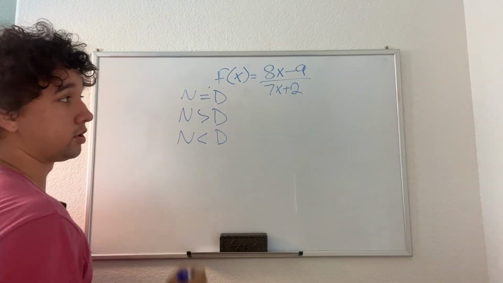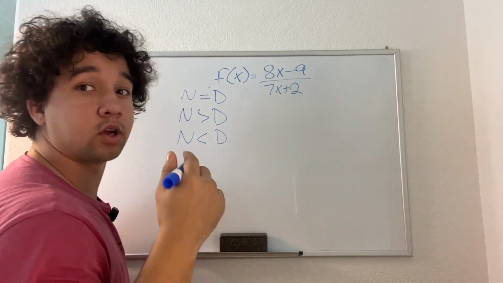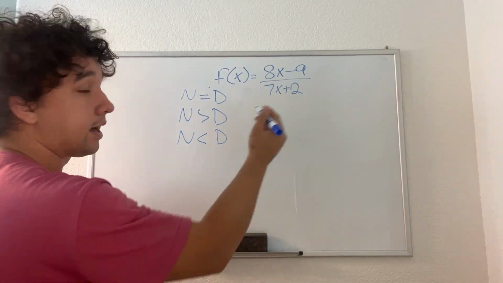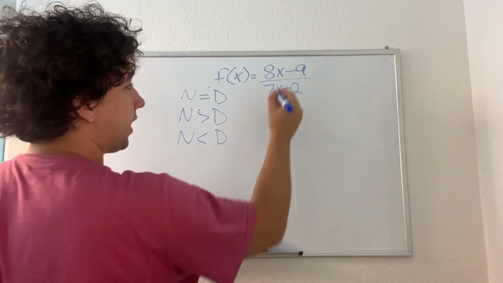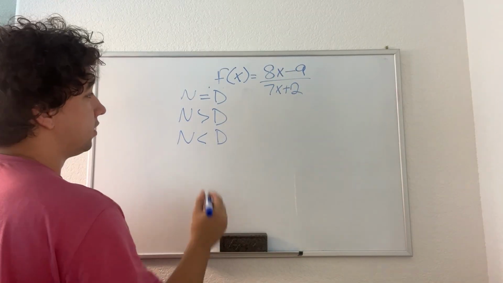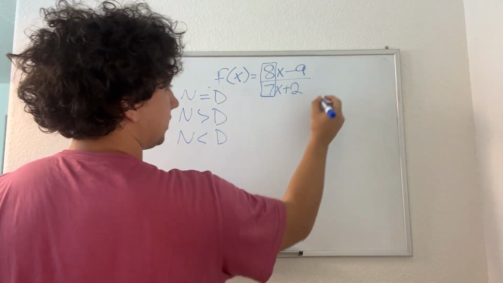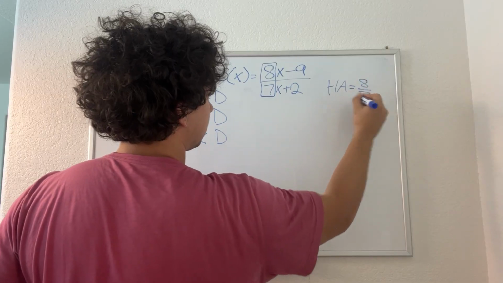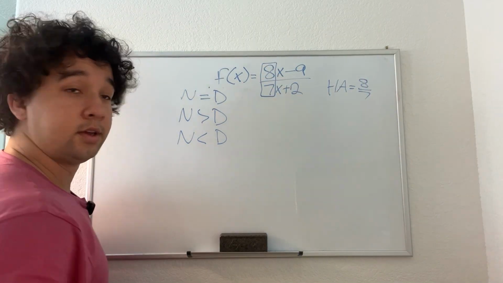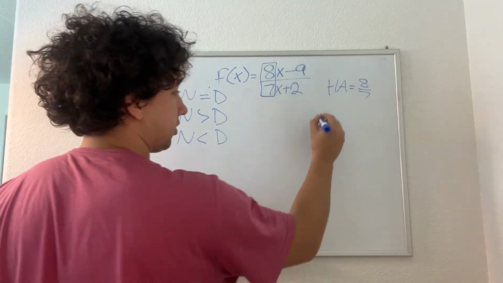Anytime the numerator is equal to the denominator, as in this case, and by equal I'm talking about the highest degree, the highest exponent. There's only one variable here, x, and they're both to the first, so they're equal to each other. In that case, it's just the coefficients. So in this case, my horizontal asymptote is going to be at 8/7, because I just take the values in front. If the numerator is greater than the denominator, then there is no horizontal asymptote.